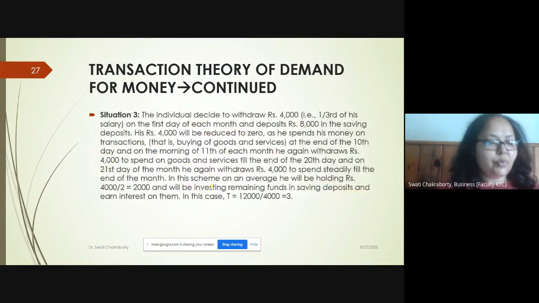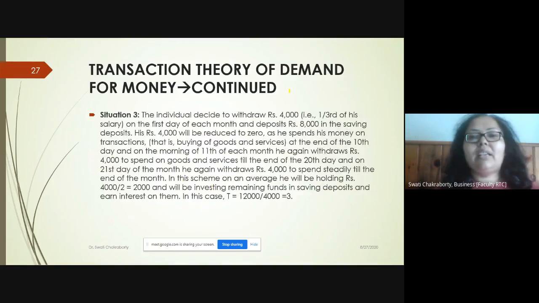Third case which we have here is where he withdraws on a quarterly basis, 1/3, right? He withdraws 4,000, and he uses it for 10 days. Then again on the 11th day he withdraws another 4,000, and on the 21st day he withdraws the last 4,000. So he withdraws 4,000 each time, and 8,000 is kept in his savings. He gets again 5% interest. So what is his average holding in this case?